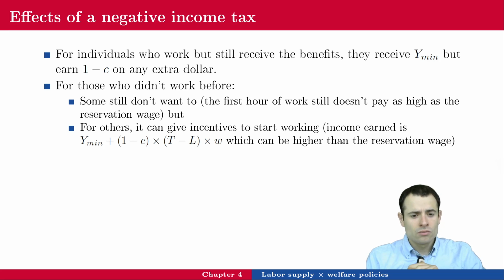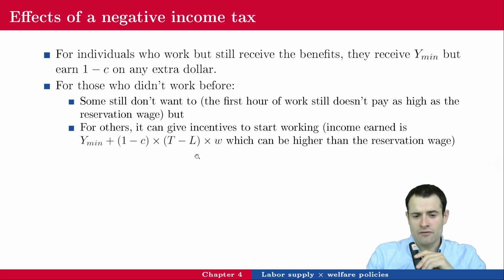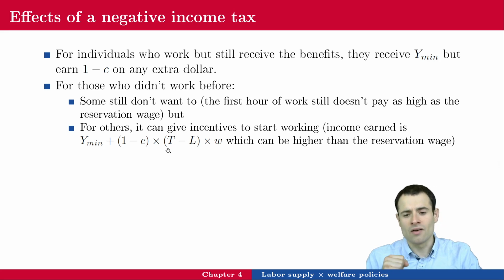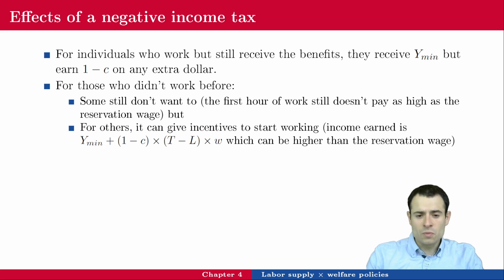There are some others, though, that might get an incentive to start working, because now the income earned is Y min plus 1 minus C times the amount of hours worked times the wage. This is the wage they would be making if there was no clawback, but they only get 1 minus C% of this money. C% are going to the government. This could be higher than the reservation wage, and so they might decide to start working.